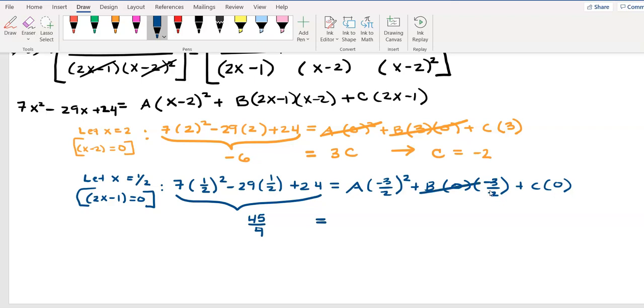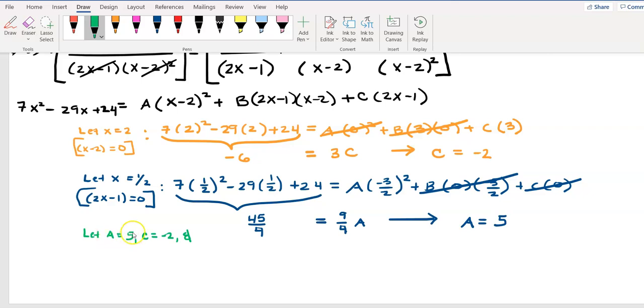Now notice this b is multiplying by a 0, and the c is multiplying by a 0, so really all I have here is 9/4 a. So I would divide, of course, by 9/4, and that would give me an a value of 5. So now I know my a and c value, and it should help me figure out my b value.